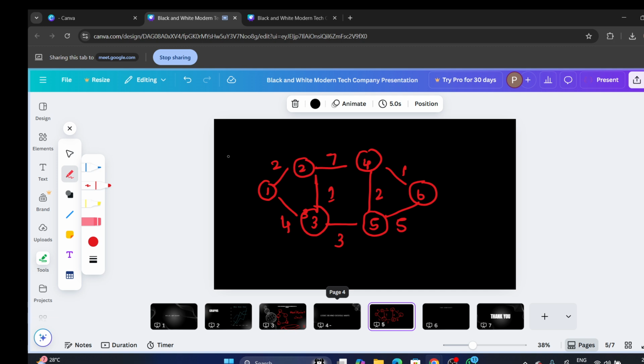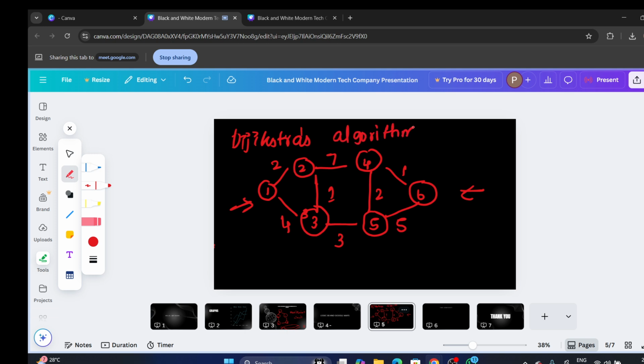So let's say you are at this vertex 1 and you want to travel to 6. And there are multiple distances between 1, 2, 3, 5, 6. So you need to identify the shortest distance from 1 to 6. How can you do that? So there is an algorithm for this. This algorithm is called Dijkstra's algorithm. So how are you going to solve this problem?